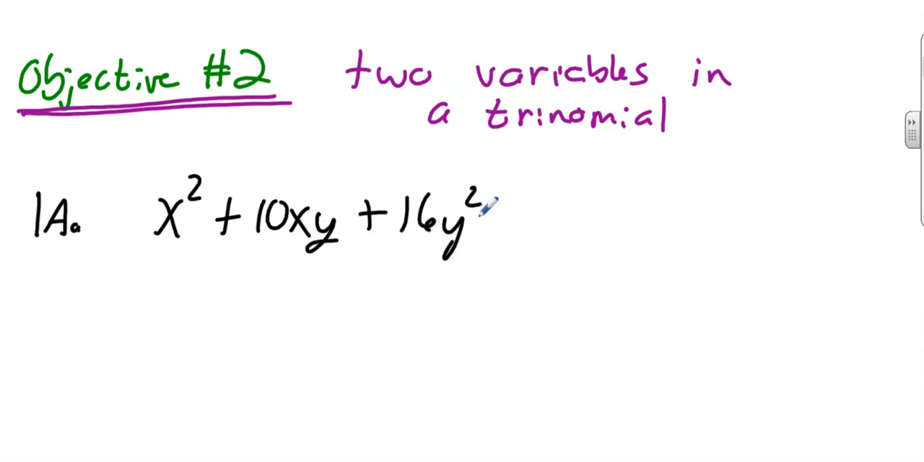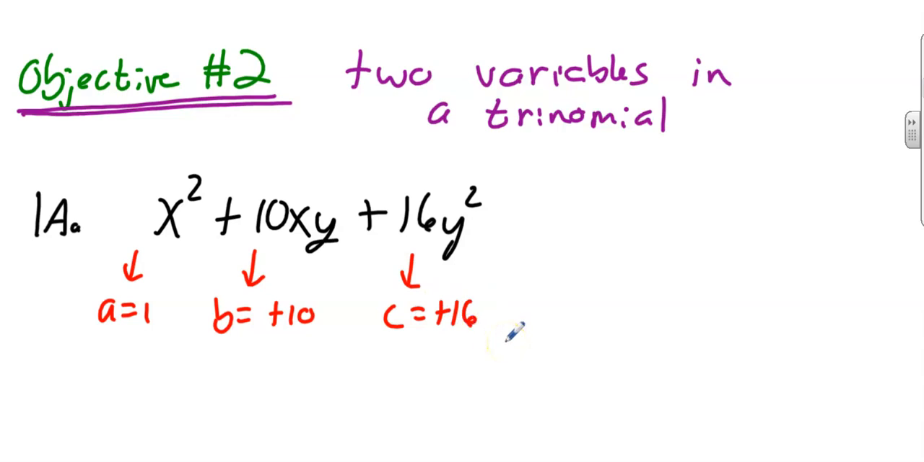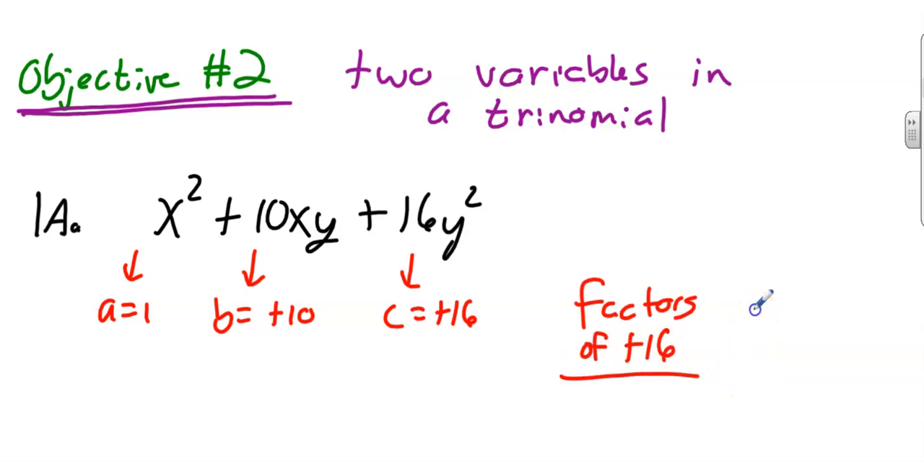Okay, now, the setup is still the exact same thing. You're still not going to do anything different. Your a value is still 1. Your b value is still positive 10. Your c value is still positive 16. So setup's still going to be the same thing. We're still going to find the factors of positive 16 where the sum is going to equal positive 10.